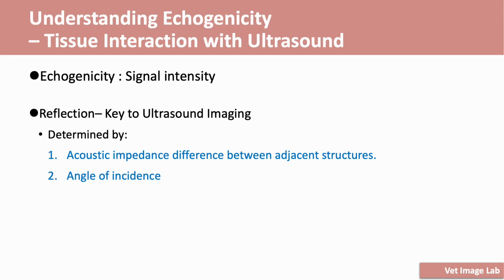Now, let's take a closer look at the key factors that influence returning echoes and how they determine the brightness of an ultrasound image. As you know, echogenicity refers to how much sound a tissue reflects back to the transducer, and reflection is the key factor in ultrasound imaging. The strength of these reflected echoes depends on two main factors. First, the acoustic impedance difference between adjacent structures. Second, the angle of incidence. These terms might seem a bit technical, but don't worry. Let's break them down one by one and see how they affect ultrasound imaging.